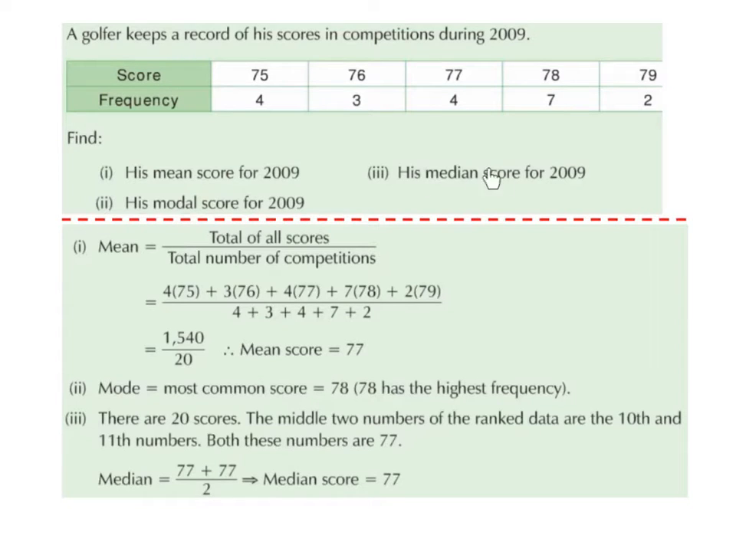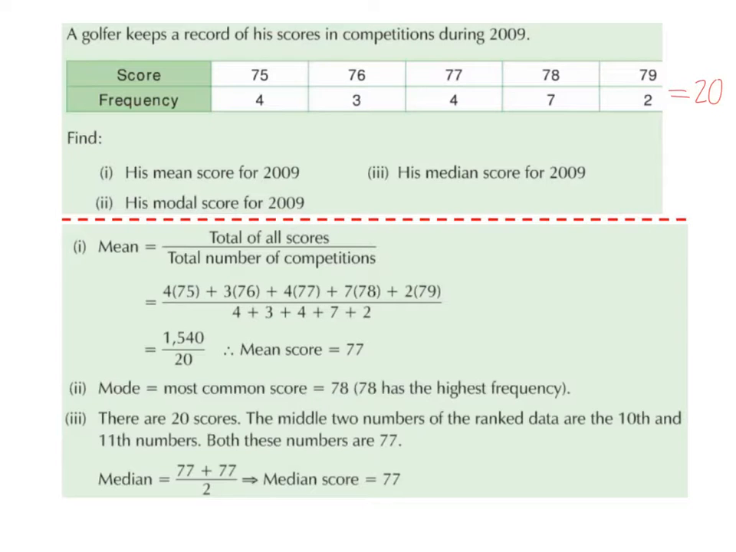Part 3 is his median score. So when we think of the word median, we want to think of middle. So when we added up the frequency, 4 plus 3 plus 4 plus 7 plus 2, we got 20. So the total number of competitions were 20. So we need to find the middle value out of those 20 scores. So what we're going to do is divide 20 by 2, because in order to find the median, we're always going to divide the amount by 2 if it is an even amount.